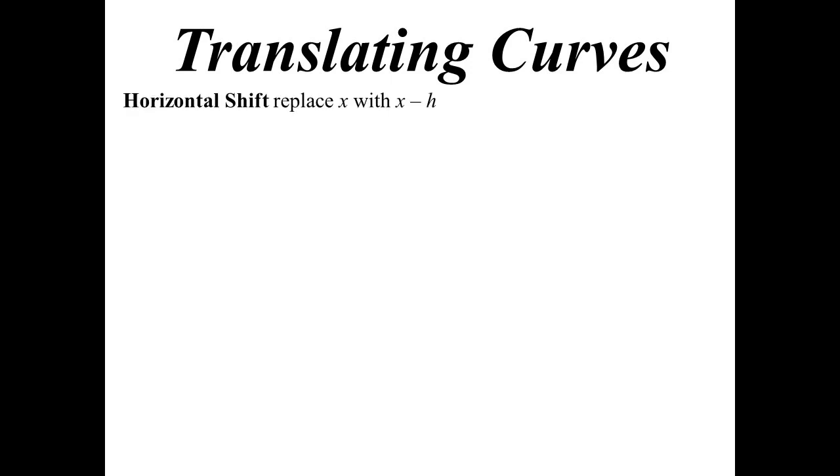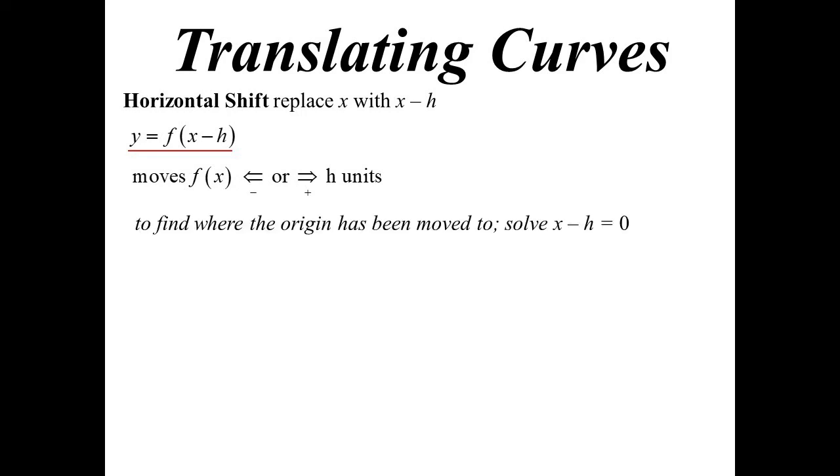And the first idea that we looked at was that idea of shifting. So a horizontal shift is when we replace the x with x minus h. So y becomes function x minus h. And so that means you move it left or right, depending on whether h is positive or negative, h units. And if you're unsure, just solve x minus h equals 0. So that will tell you where it's been shifted to.